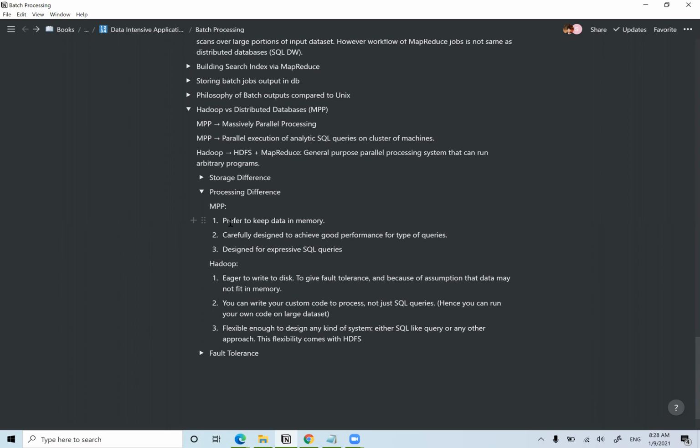Snowflake exactly does that, but Teradata and all, which are also MPP systems, have their own separate architecture. They don't use any distributed file system or anything.